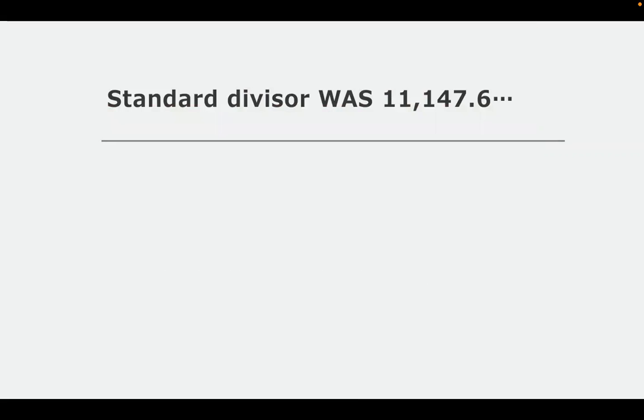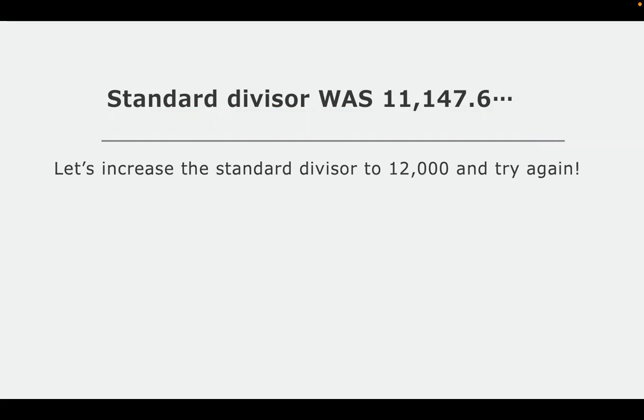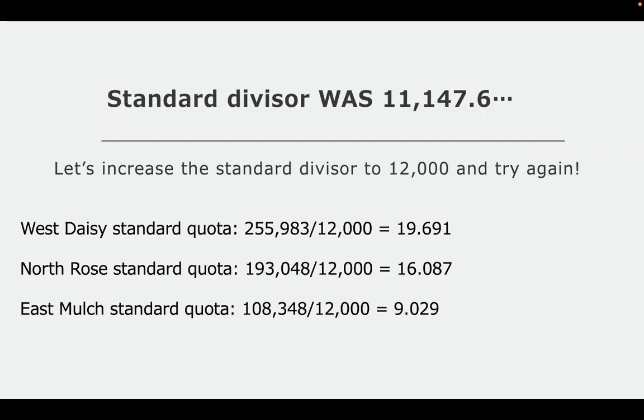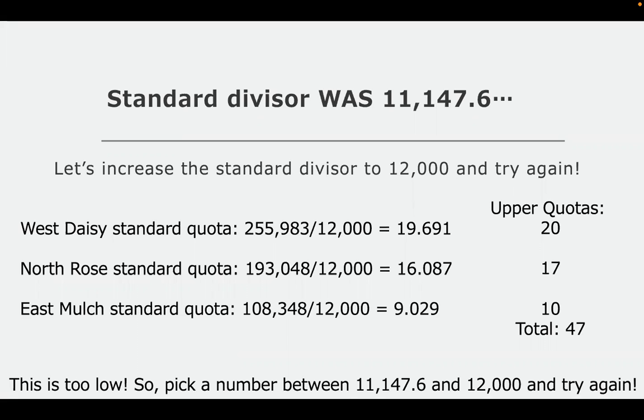Our standard divisor was 11,147.6. So let's increase it to 12,000, right? Let's just try that. When I increase the standard divisor to 12,000, I get new standard quotas. The process remains the same; we're just changing the divisor. When I do that, my upper quotas become 20, 17, and 10. But that sum is only 47. That's too low.